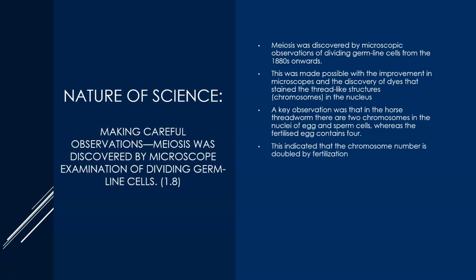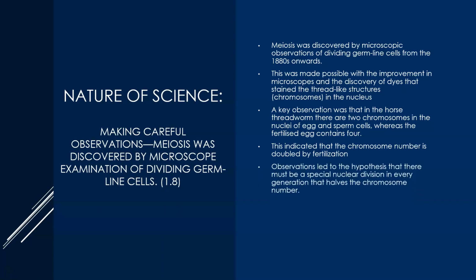This indicated that the chromosome number is doubled in fertilization. Observations then led to the hypothesis that there must be a special nuclear division in every generation that halves the chromosome number. They knew that cells divided, however, they were unaware that there must be this separate division that occurred to make the gametes. The sequence of meiosis was eventually worked out by observing cells taken from the ovary of rabbits.